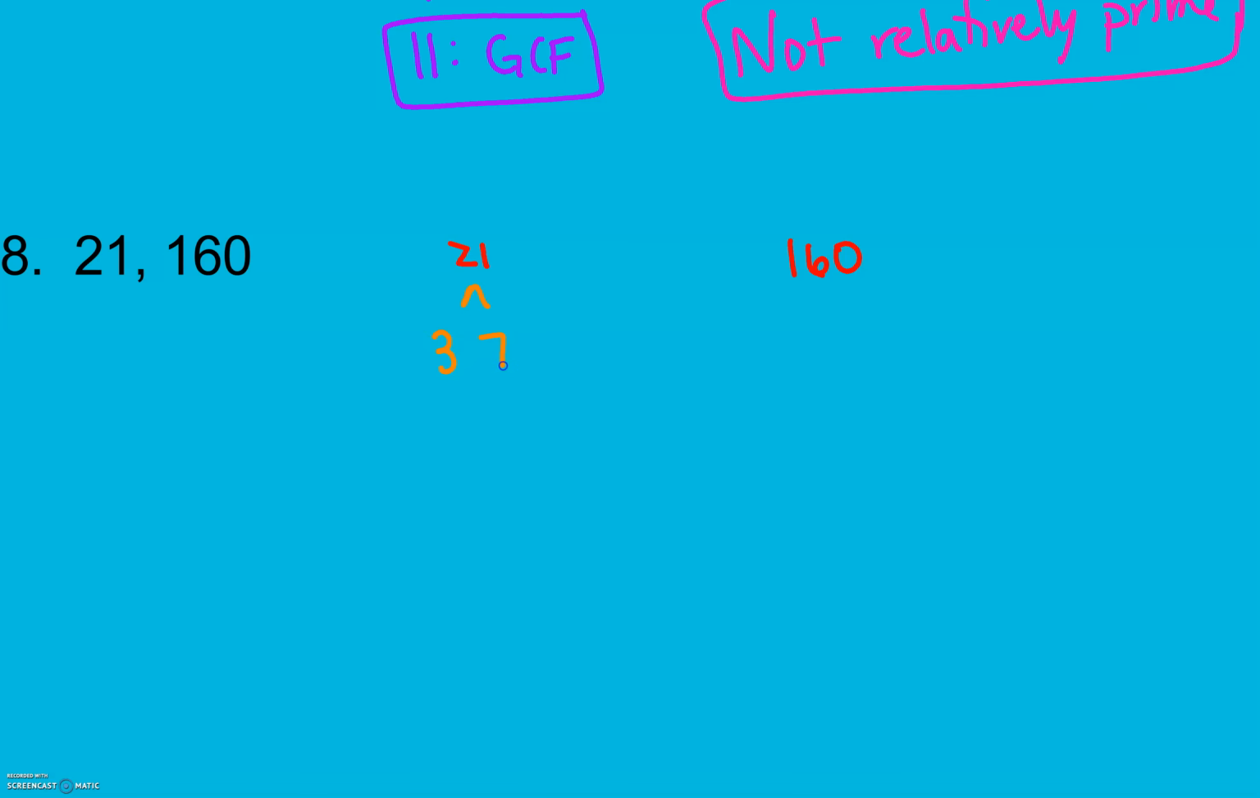21 is 3 times 7. Ends in a 0, so it's 10 times 16. 3 is prime, 7 is prime. 10 is 2 times 5. 16 is 4 times 4. 2 is prime, 5 is prime, but 4 is 2 times 2, and 2 times 2 for the second 4 there. 2 is prime. So we can circle all of those, and all of our branches are complete.